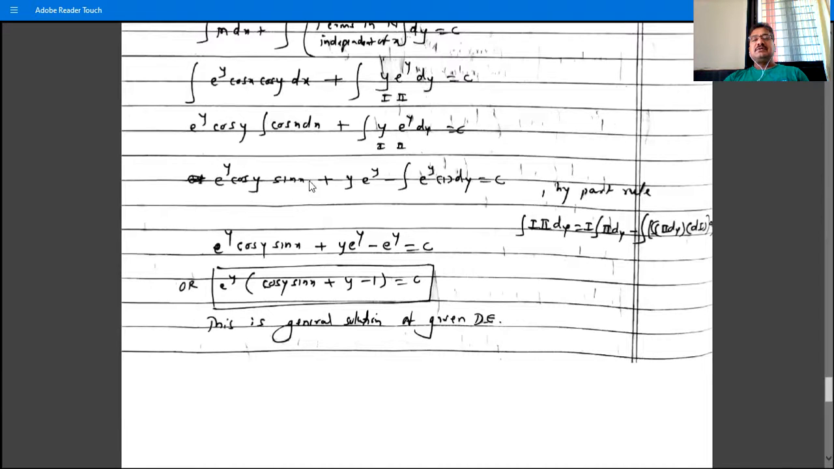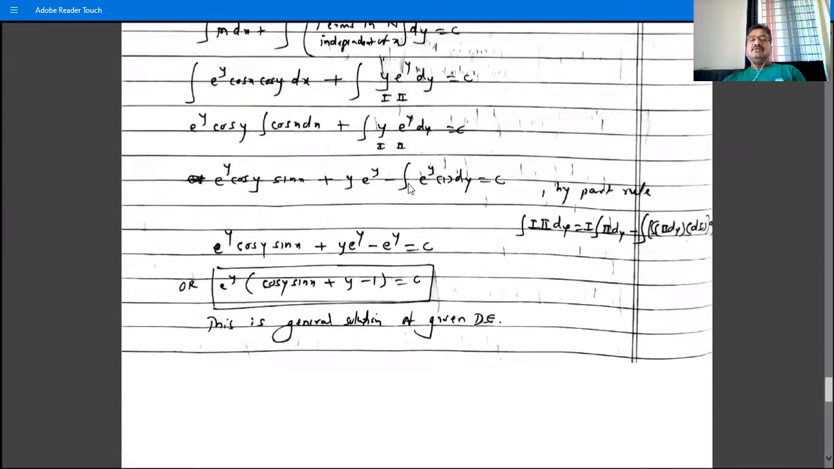And so the integration of cos x is sin x, plus the integration by parts rule. The integration of first into second is what? First into the integration of second, minus the integration of the derivative of first into the integration of second. So first is y, and e raised to y is an exponential function. So use the rule LIATE to indicate the order. So this is first, this is second. y is an algebraic function and e raised to y is an exponential function. So first times the integration of second, e raised to y, whose integration is itself, e raised to y, minus the integration of the derivative of first, the derivative of y, which is 1 with respect to y, times e raised to y, dy, is equal to constant.